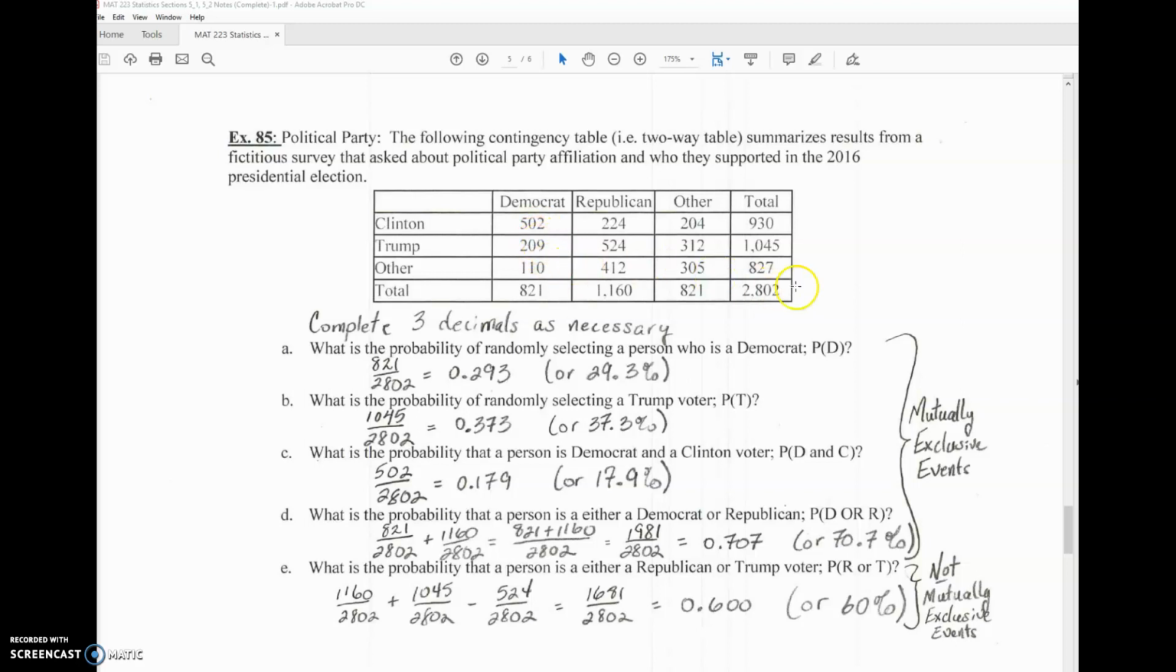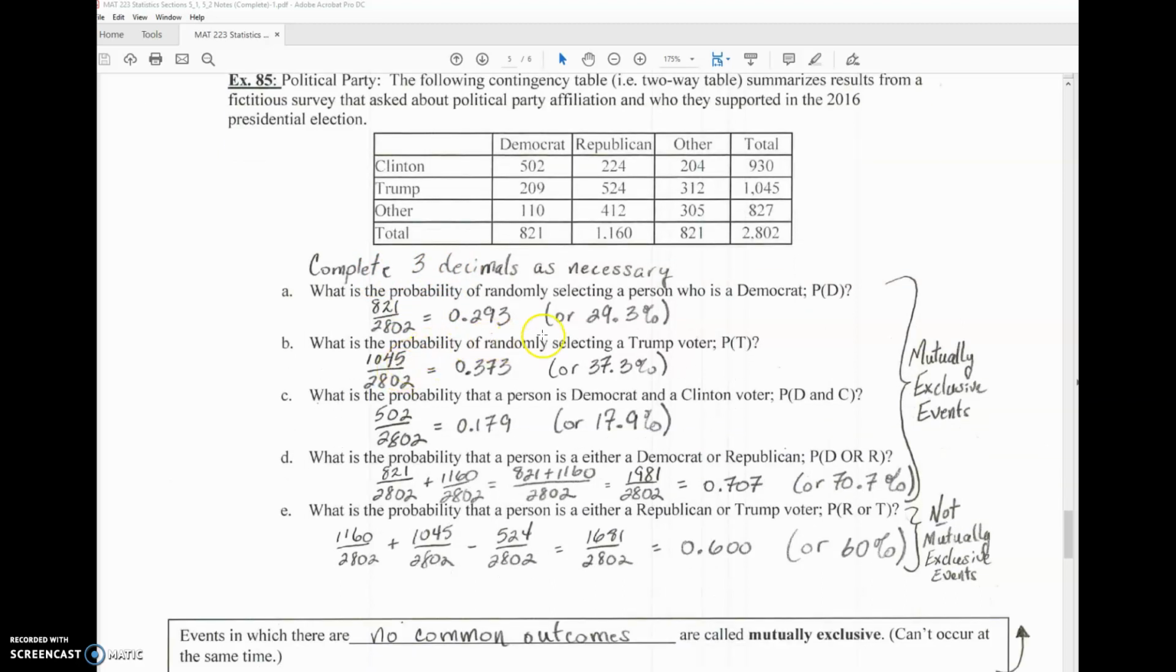When you add across, these are all the people that supported Clinton: 930 out of the 2,802 people that were asked this survey. Trump, 1,045 out of the 2,802, and other, 827 out of the 2,802. Similarly, if you go down a column, 821 out of the 2,802 said they were Democrat, etc. We're going to complete this and use 3 decimals.